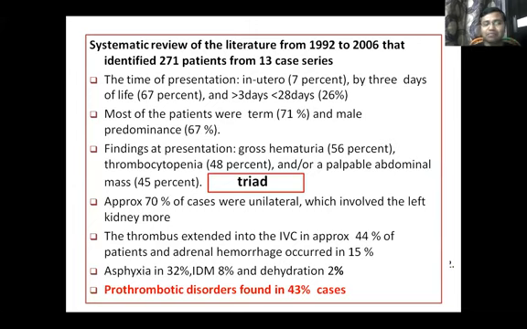The findings are hematuria, thrombocytopenia, and palpable mass, but the classical triad you will see in only 13 to 14% of cases. Most are unilateral, with left more involved; already in our case the left kidney is also more enlarged compared to the right. Thrombus extension into the IVC is seen in 14%, and adrenal hemorrhage-like complication in 15%. The risk factors in these studies are asphyxia present in 32, IDM in 8, and dehydration in 2%. Already mentioned, thrombotic disorders were found in around 43 cases.